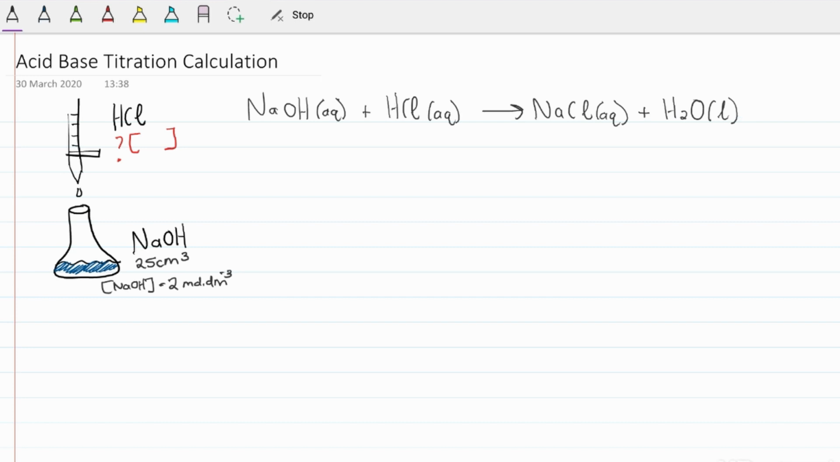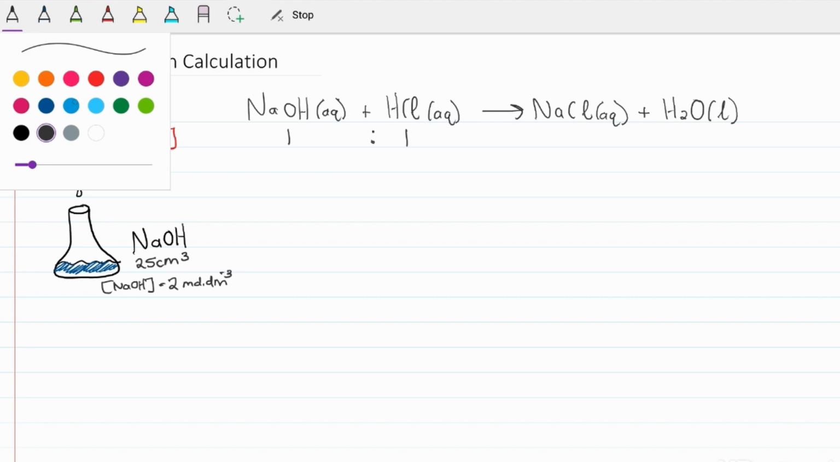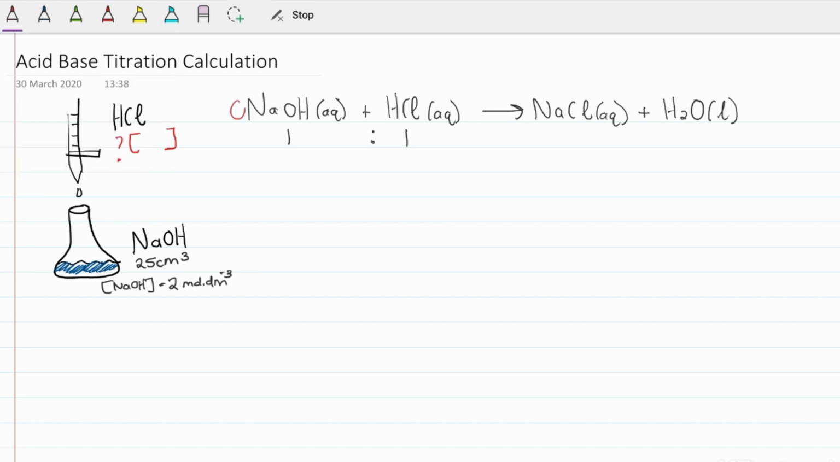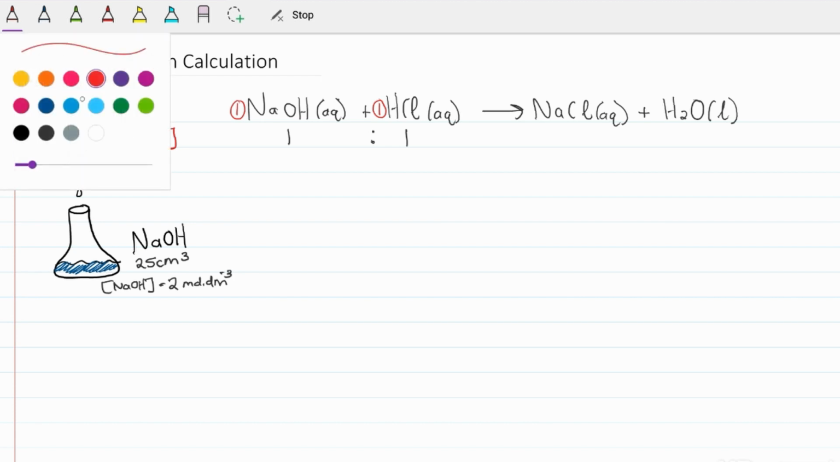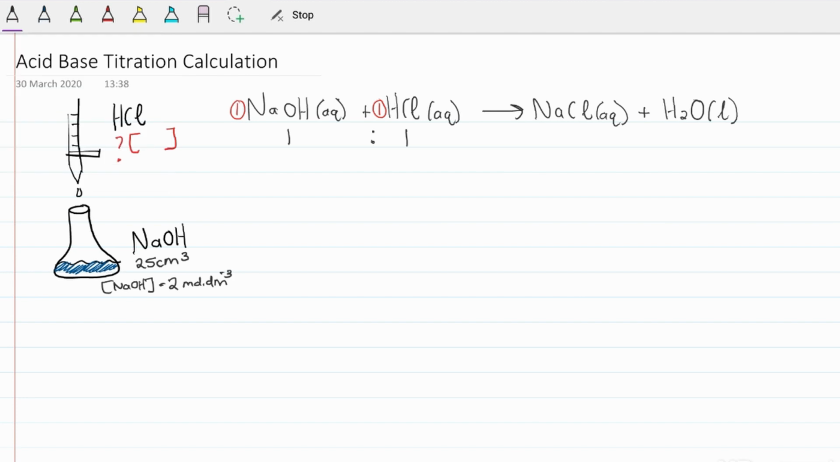Something very important to note here is the stoichiometry. You can see the stoichiometry, or mole ratio, is 1:1. How do you know that? If you look at what is in front of each molecule, it's just a 1, and that's also a 1. If this was a 2, then it would have been 1 to 2, but it's 1 to 1, so you know that you don't have to worry about that.